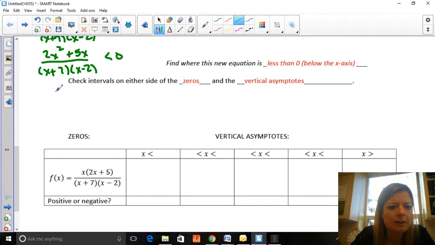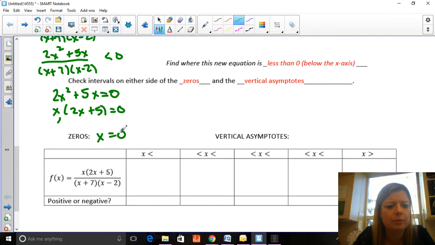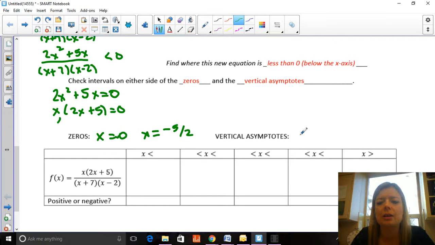So the zeros we can find by setting the numerator to 0. You can just take out an x and you're left with 2x plus 5. So the zeros there are x equals 0 and x equals negative 5 over 2. We recognize those two numbers from the solutions we found on GeoGebra, so we're on the right track. Now the vertical asymptotes are negative 7 and 2.